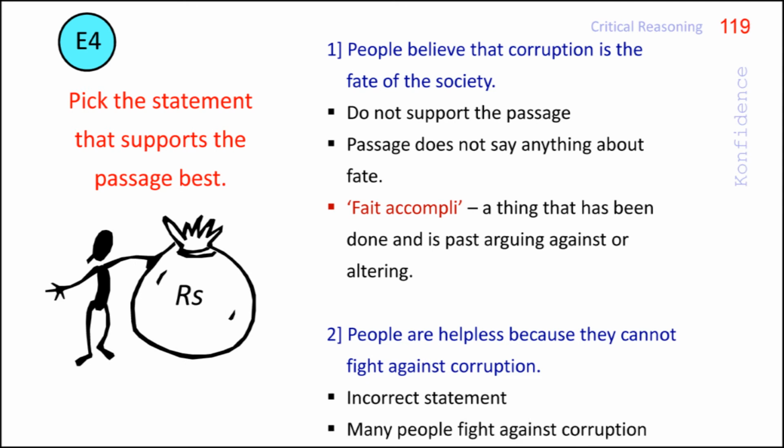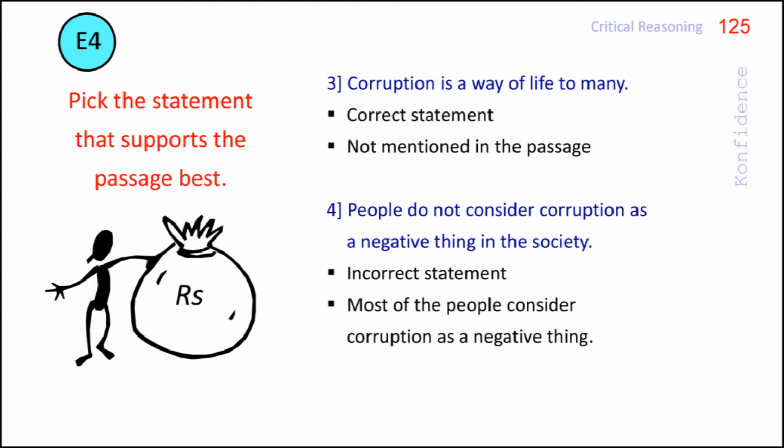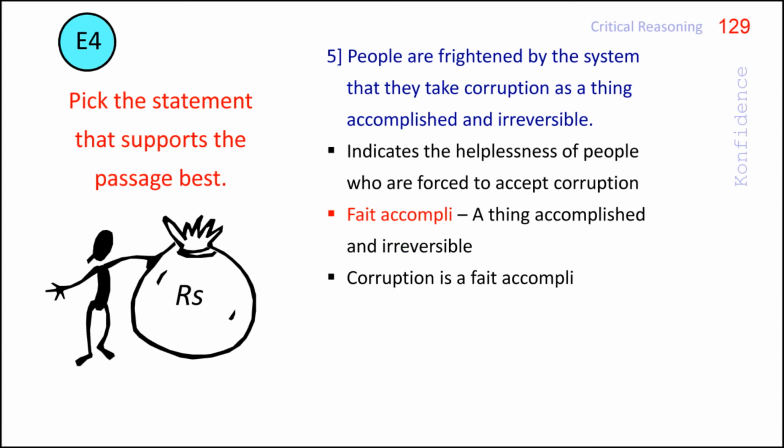Statement 2 is incorrect because there are many people who fight against corruption. Statement 3 is correct, but that is not what the passage says. Statement 4 is also wrong because most of the people consider corruption as a negative thing. The passage tells us about the helplessness of the people who are forced to accept corruption. The expression fait accompli means a thing accomplished and irreversible. According to the passage, corruption is a fait accompli. Hence, the statement that best supports the passage is option 5.